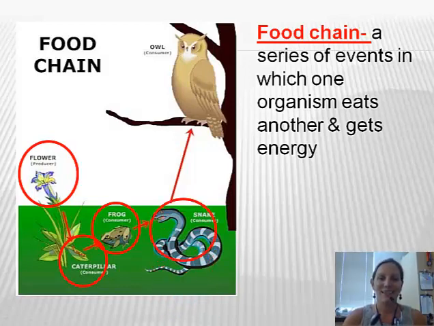And then the snake eats the frog, and who eats the snake? Yes, the owl eats the snake. So that is a simple food chain. Please just write the definition.